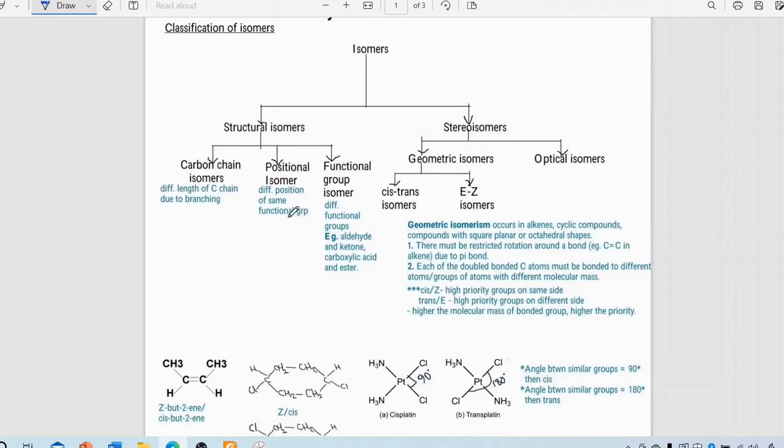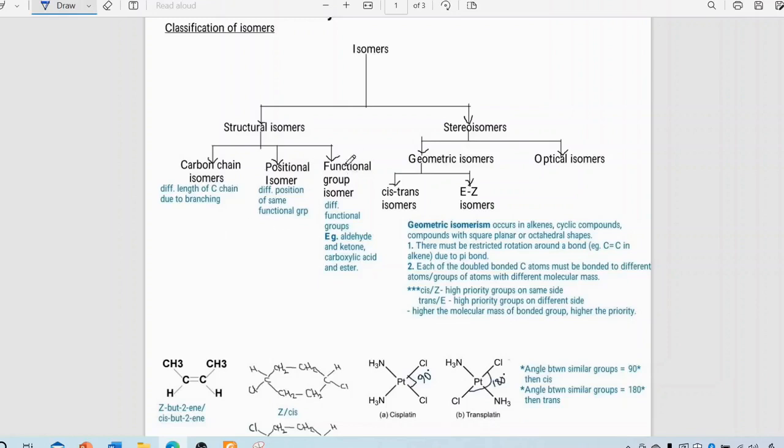And positional isomers, also the same number of carbon atoms, same molecular formula, same functional group, but the position of the functional groups are different, such that you could have butan-1-ol and butan-2-ol. So the OH hydroxyl functional group is joined to different numbered carbon atoms. So that is that.